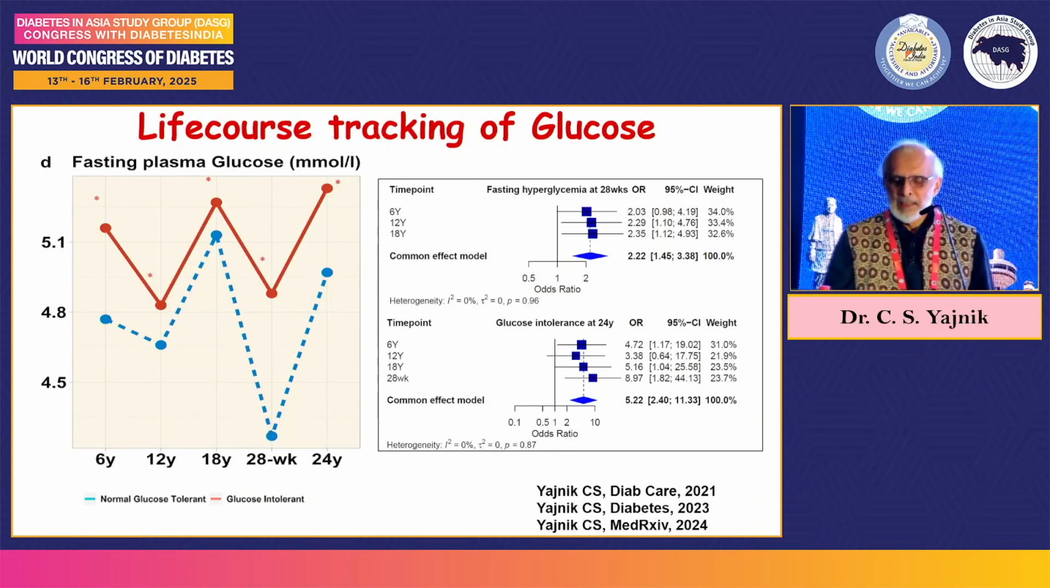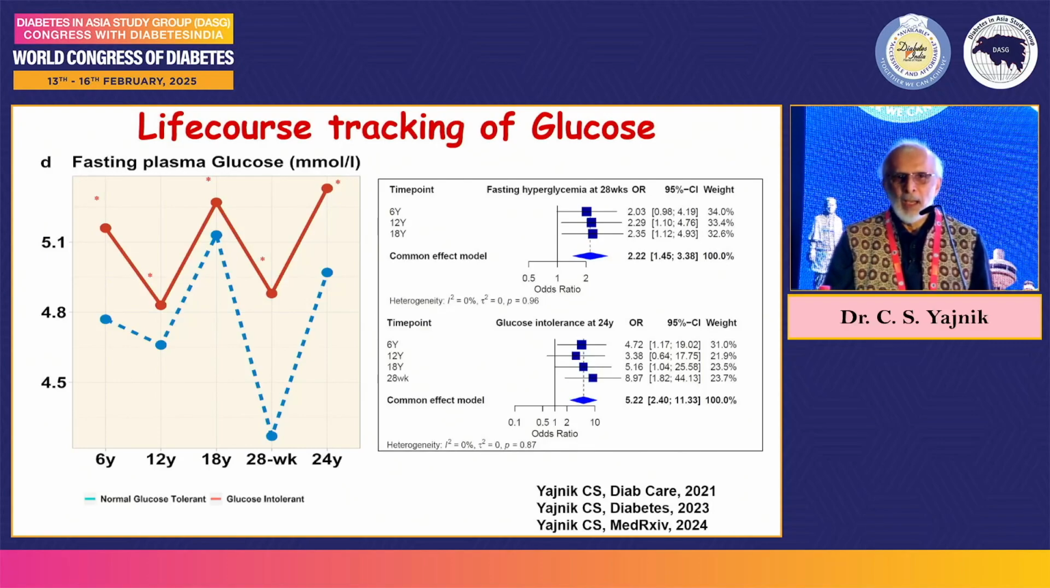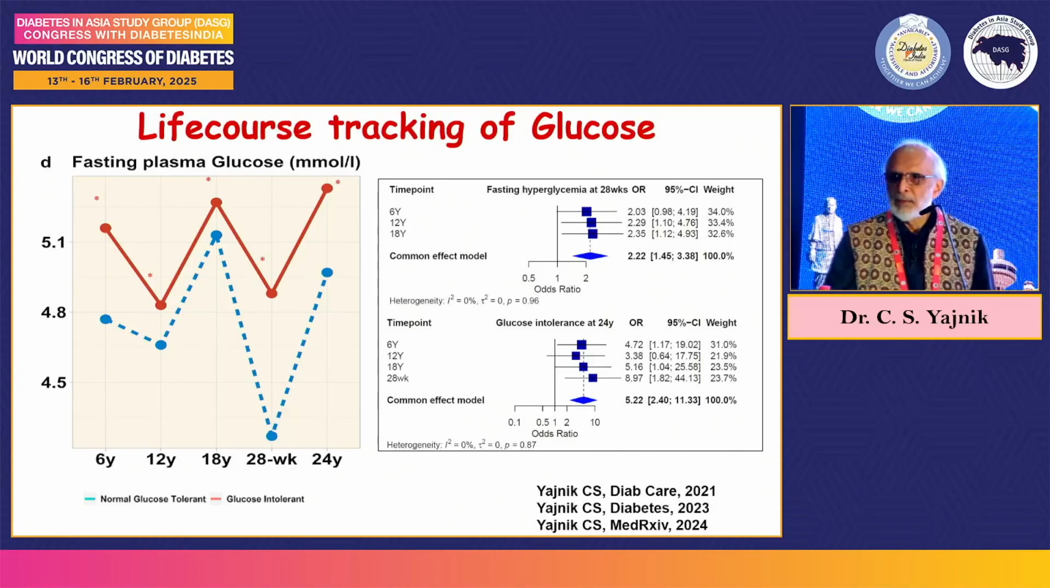Girls in pregnancy who had higher glucose at 18 years of age also had higher glucose at 12 years of age, and at 6 years of age. So I call them gestational diabetes, but they were tracking with higher glucose right from 6 years of age. And if you look at the plot on the right side, you can see how higher glucose at 6, 12, 18 years increases risk of what we call gestational diabetes.